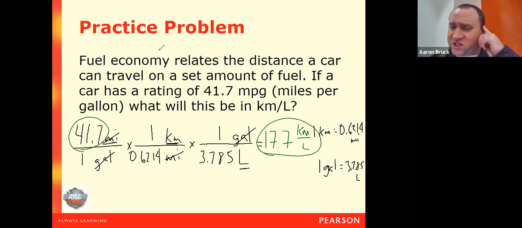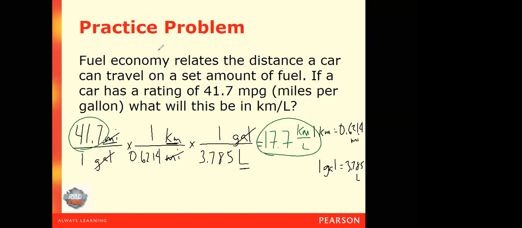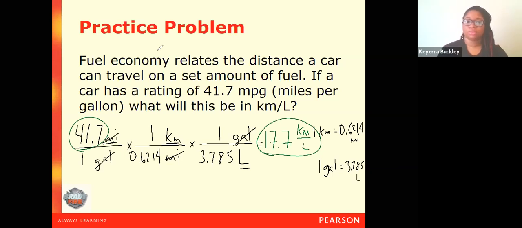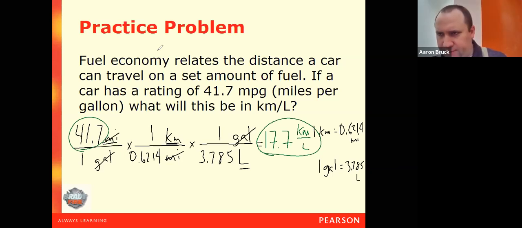All right, any questions with either of those examples of conversions? Are there more practice problems that we could do on our own? I can find some. So let me write that down for myself. I will put some more practice problems in Blackboard, and you can work through those.